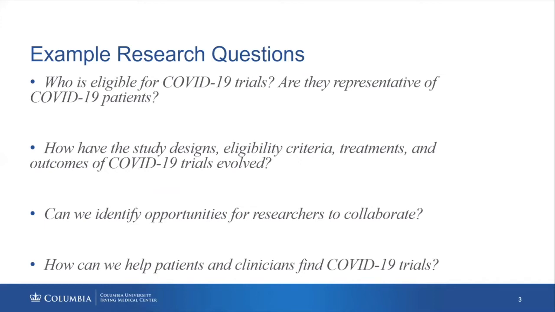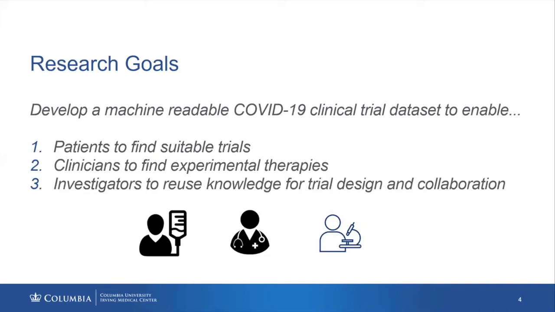So out of Dr. Weng's lab, really what we've been trying to do is develop a machine-readable COVID-19 trial dataset to enable three primary goals. The first is to allow patients to find suitable trials. The second is to allow clinicians to find experimental therapies. And third is to allow investigators to reuse this knowledge for trial design and for collaboration.